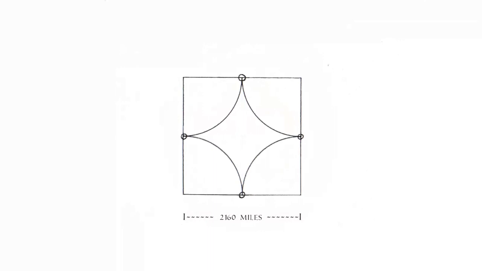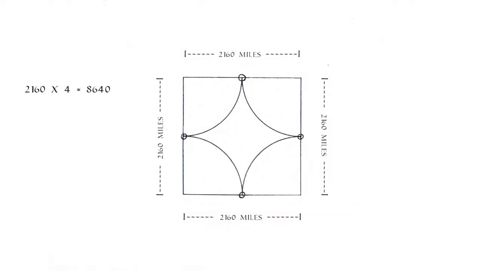Now, again, this square has an edge length of 2,160 miles. So we can say that the peripheral measurement of the square, put that in, is 4 times 2,160, which is 8,640. So there you have the 864 within the pi measure. Now, the next thing I'm going to do is actually do a proper squaring of the circle.